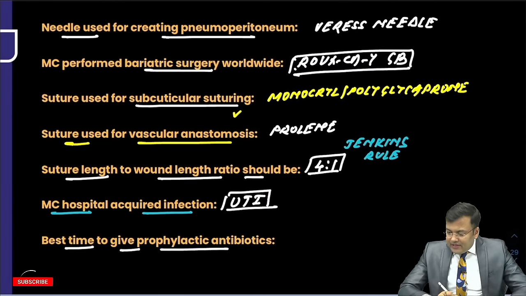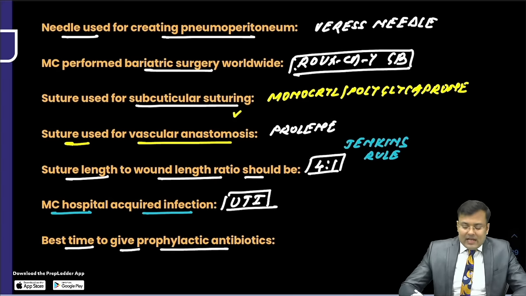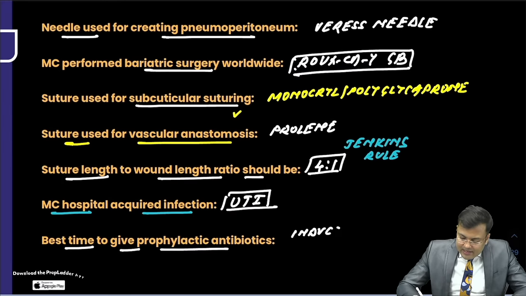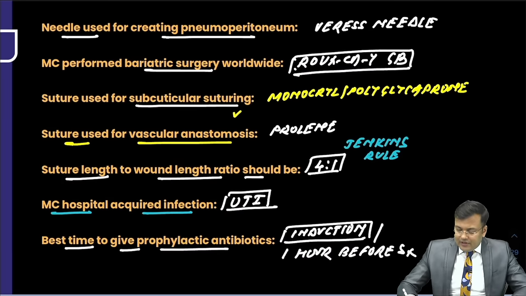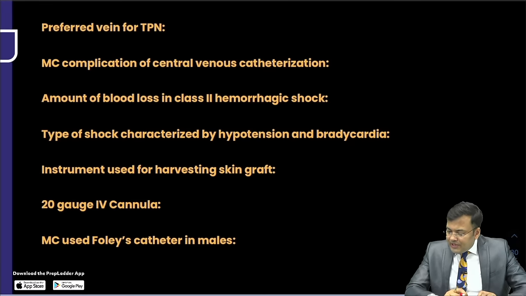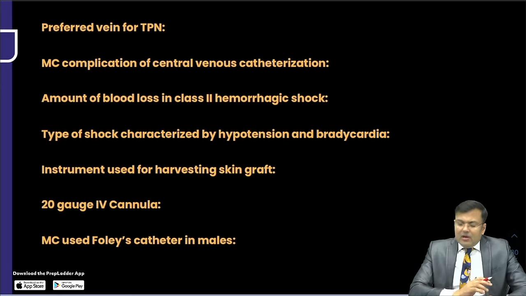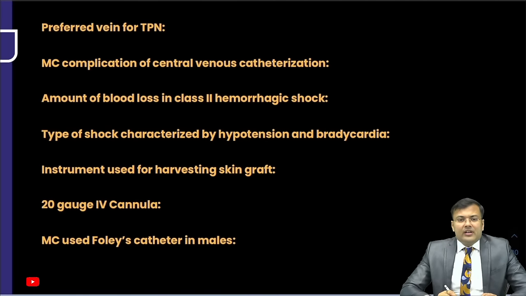What is the best time to give prophylactic antibiotics? Prophylactic antibiotics are given during surgery. Best time to give prophylactic antibiotic. Majority of you are correct. Four hours? No, no. At the time of induction, when you are inducing the patient, or 1 hour before surgery. Both are correct. Not 30 minutes, 1 hour. Clear?